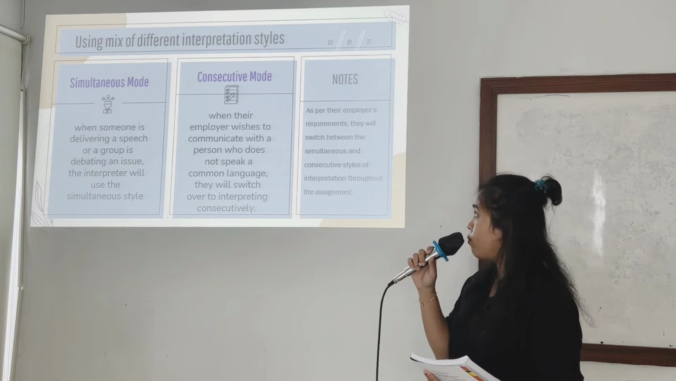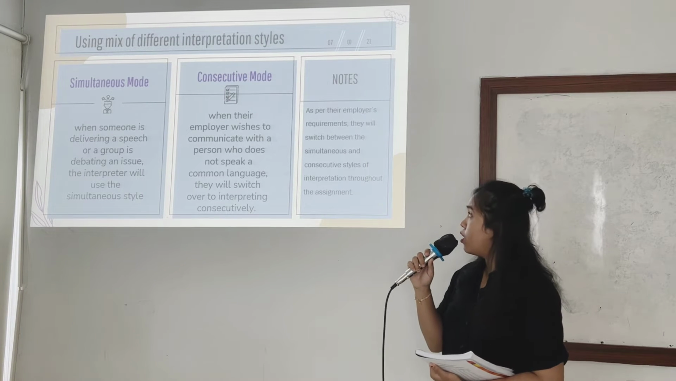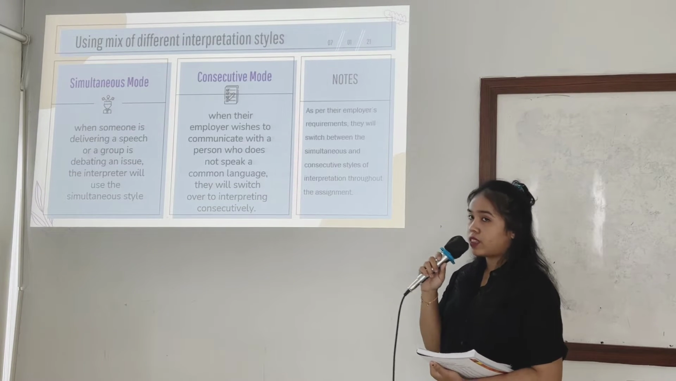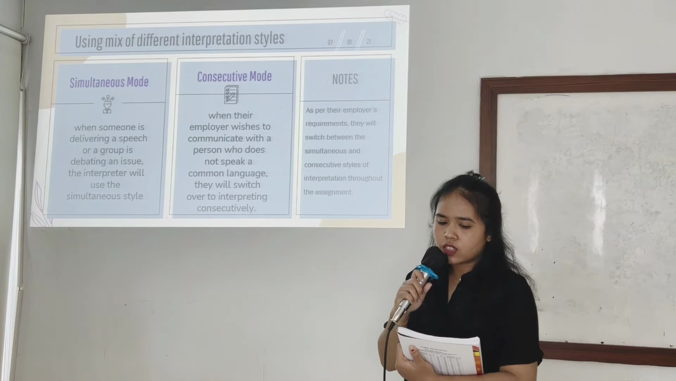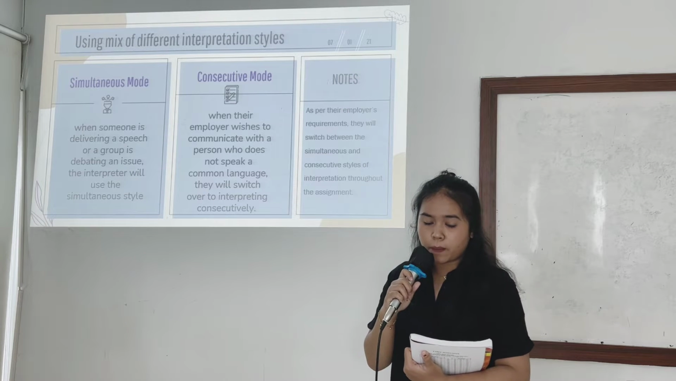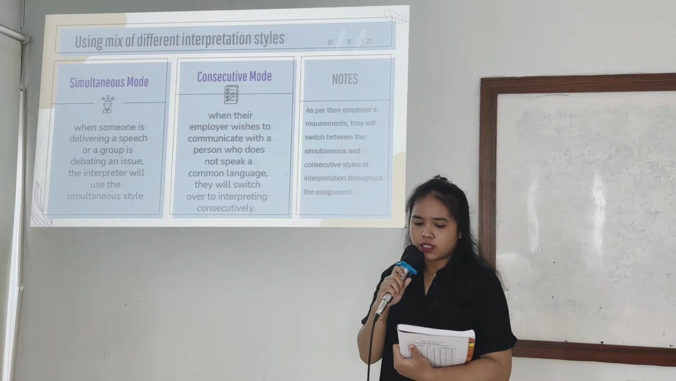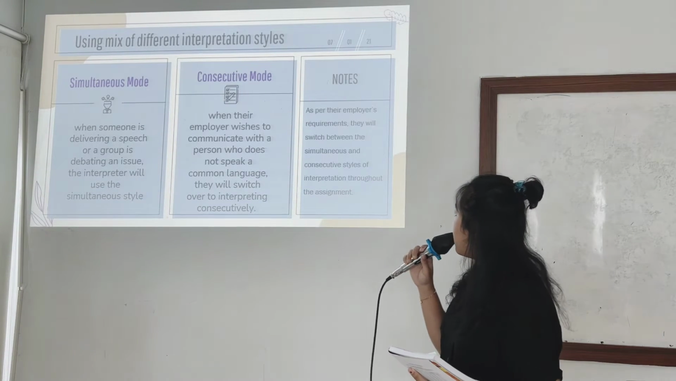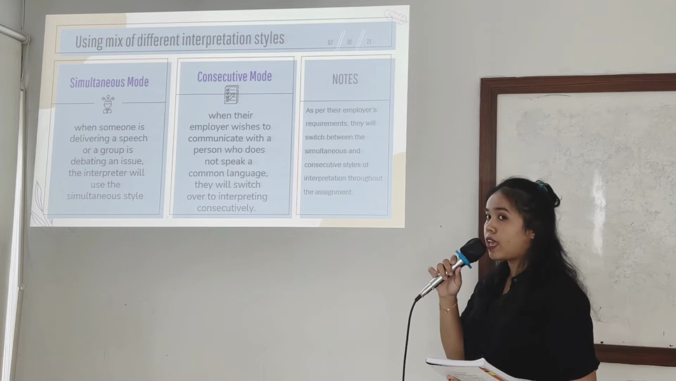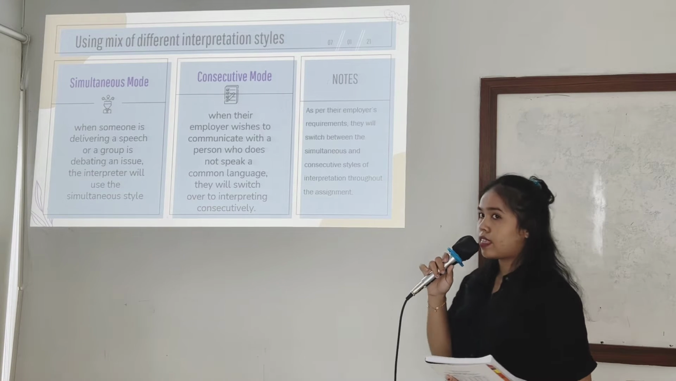For the consecutive mode, when their employer wishes to communicate with a person who does not speak a common language, they will switch over to interpreting consecutively. Consecutive mode is a mode of interpreting in which the speaker makes a speech or says a few sentences whilst the interpreter takes notes. And these are the notes. As per their employer's requirements, they will switch between the simultaneous and consecutive styles of interpretation throughout the assignment.